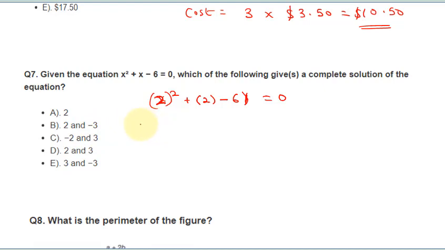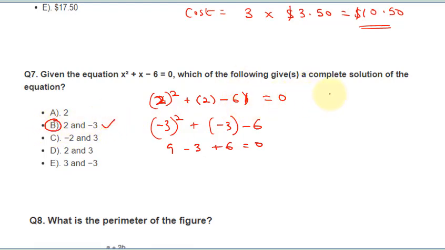So let's test for minus 3. So minus 3 all squared plus minus 3 minus 6. Now this is 9 minus 3 minus 6. 9 minus 3 gives us 6 minus 6. That's what? 0. So I think from here B is going to be the correct answer, which is going to be 2 and minus 3.